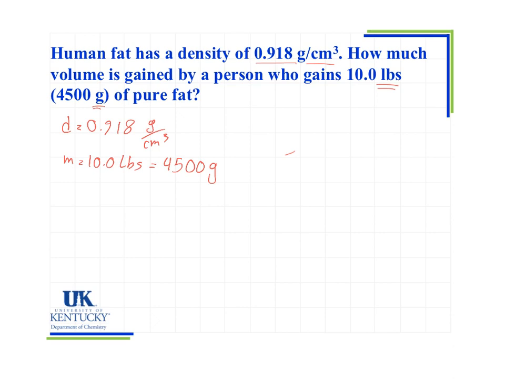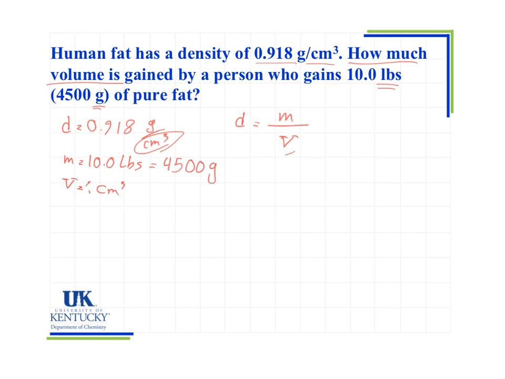We're solving for the volume. In the question it says how much volume is gained, so we are solving for volume. And the volume unit is cubic centimeter because the density is gram over cubic centimeter. So again, density is m over v. We are trying to solve this based on m.